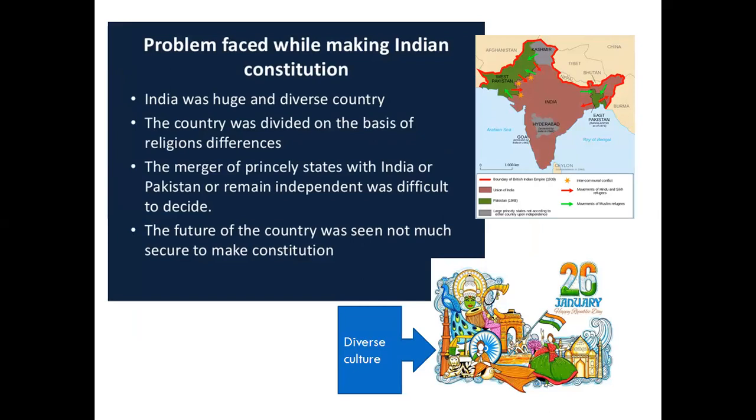So here are some main points. It is only 4 points which are on the screen. You can note them down and you can understand them by listening carefully to me.